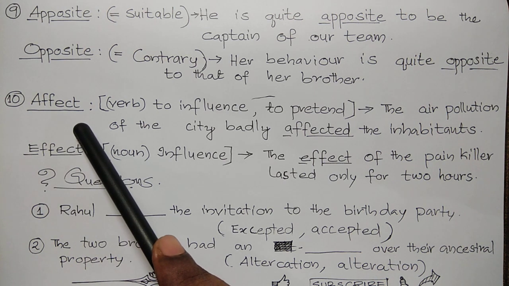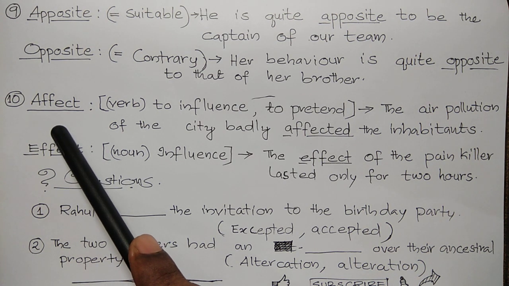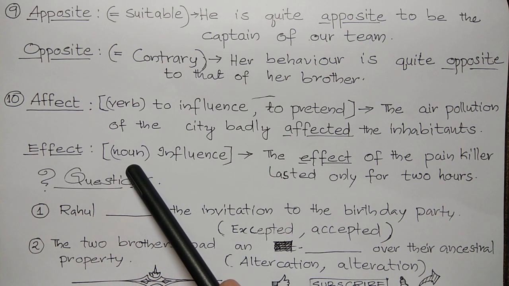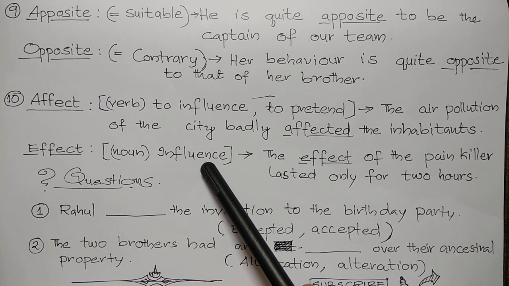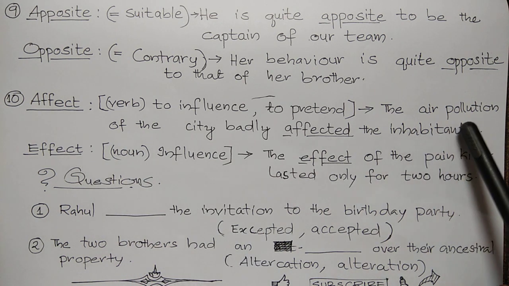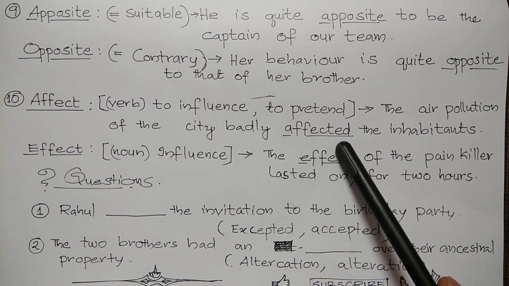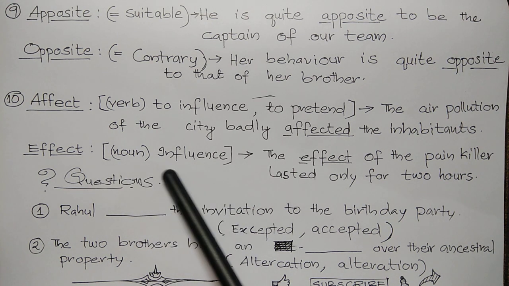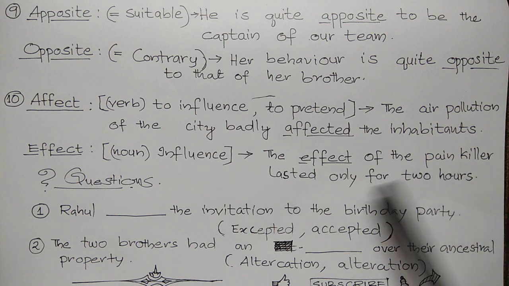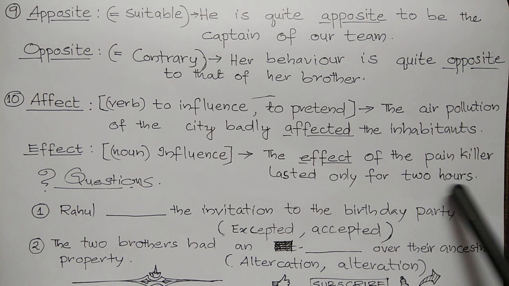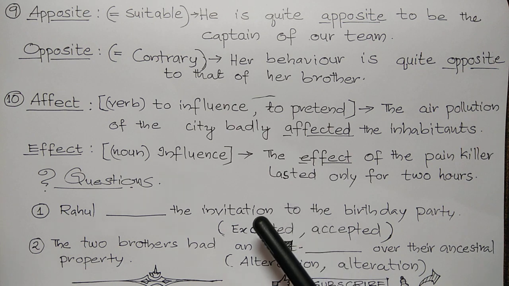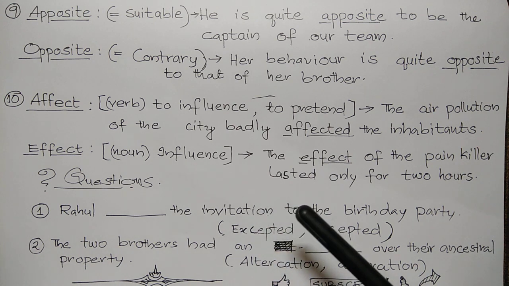Tenth one, affect, effect. Affect is a verb, means to influence or to pretend. Effect is a noun, means the influence. Affect. The air pollution of the city badly affected the inhabitants. Effect as a noun means influence. The effect of the painkiller lasted only for 2 hours. So effect we use as a noun and affect we use as a verb. Both show the influence. So these are the 10 paronyms and homonyms.